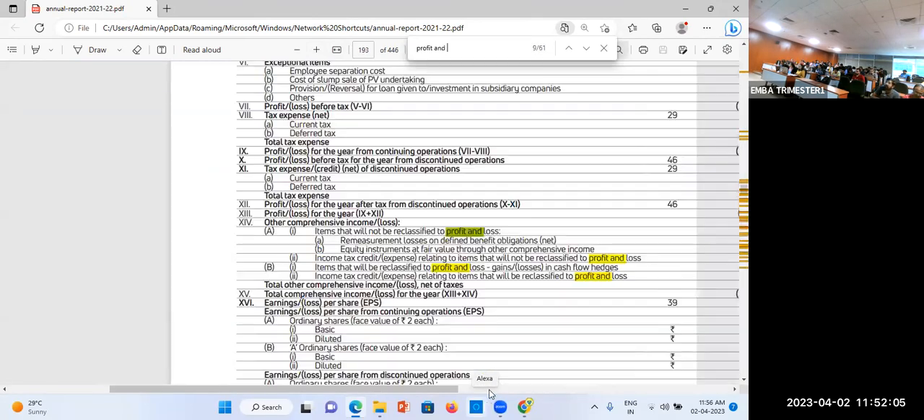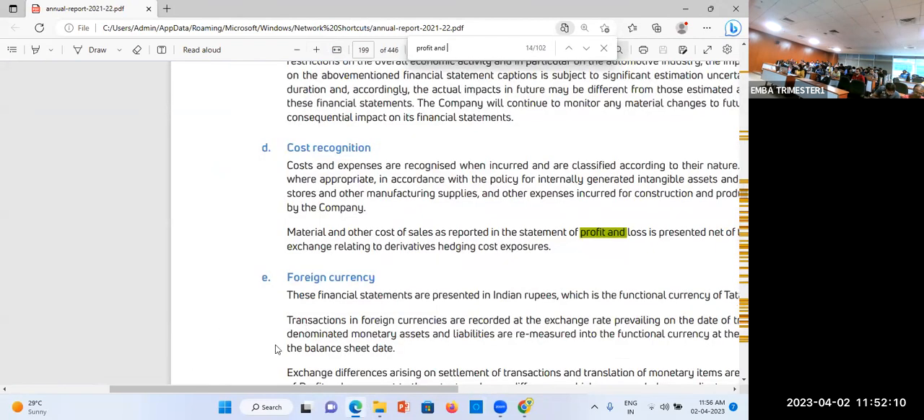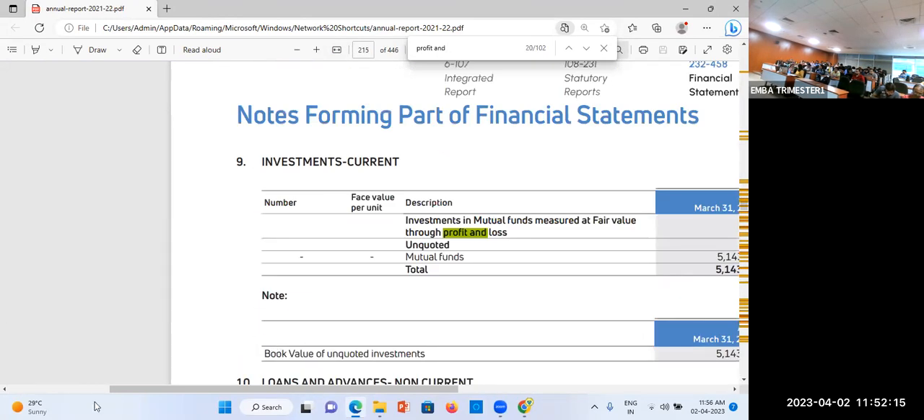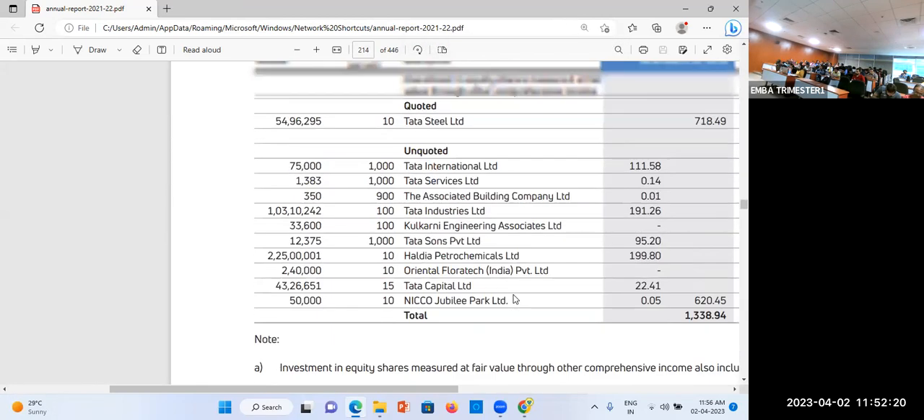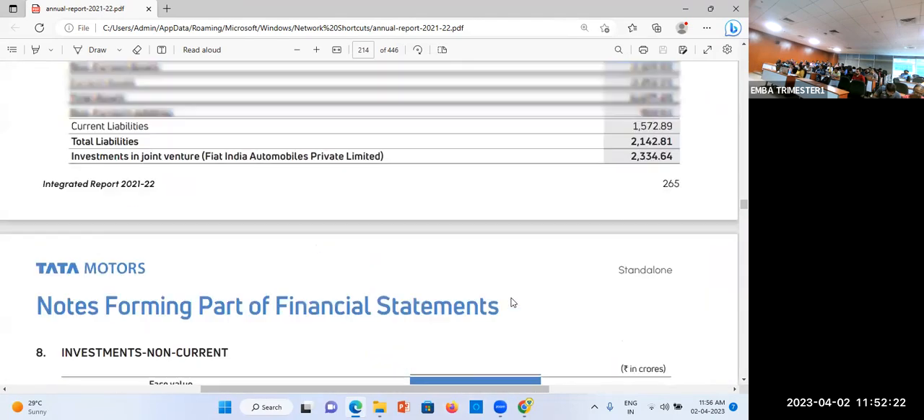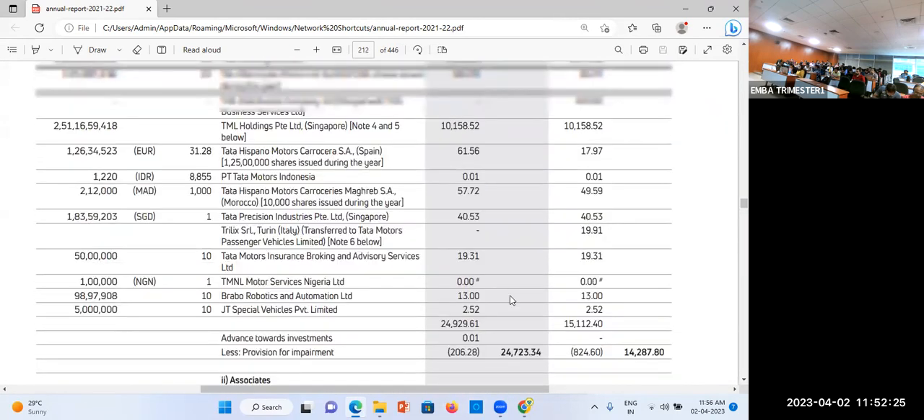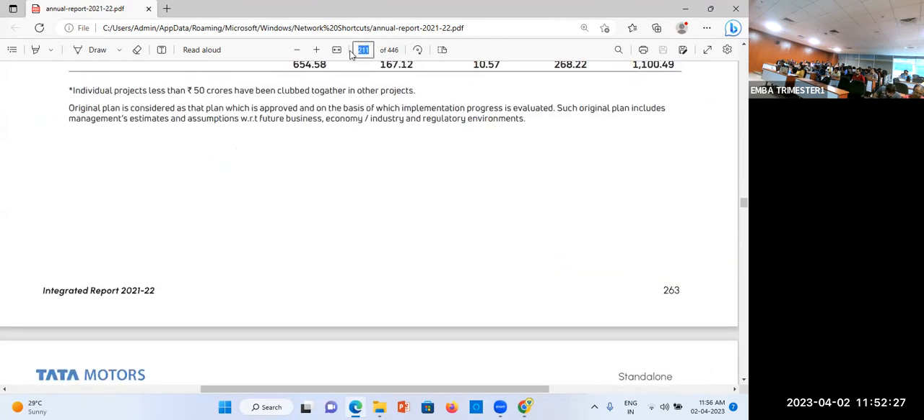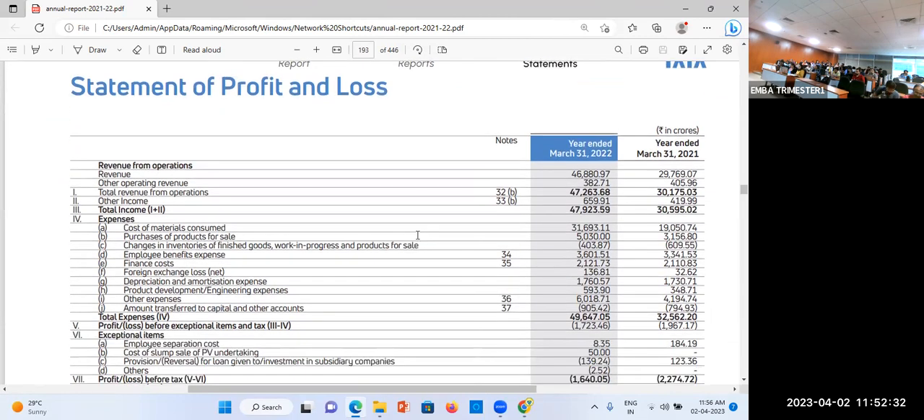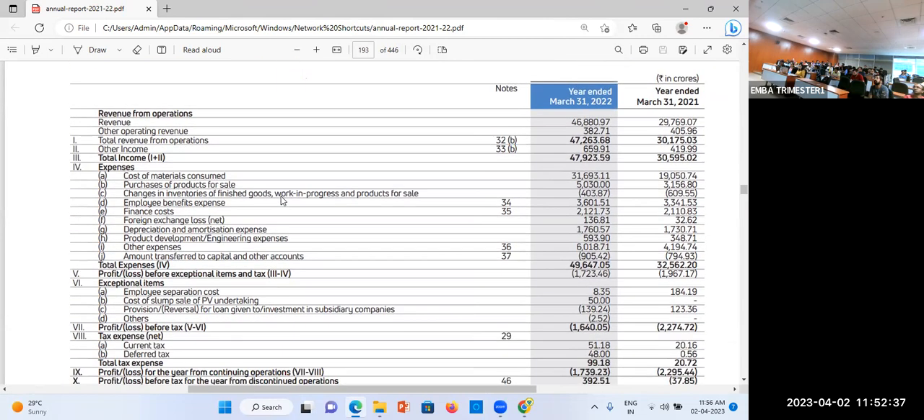193. 193 was the right one; I had taken some other statement. Go to 193. You are on 213 or 211. 193. Look at this. This you have to prepare for the companies from the trial balance. Are you able to see this?